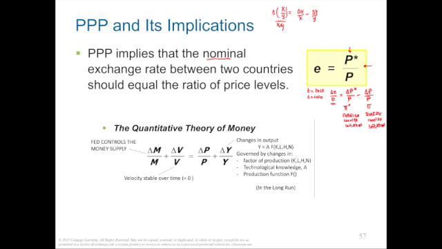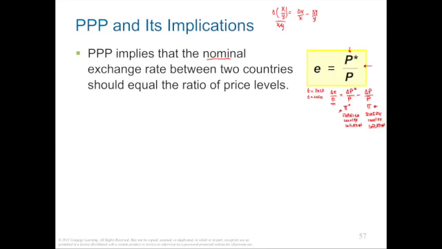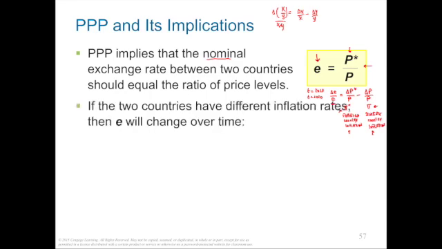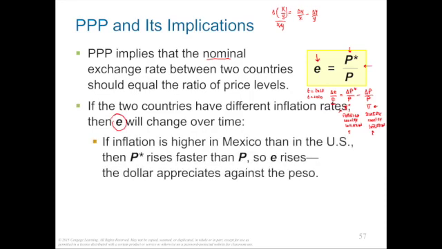Remember, we know how inflation is determined. You can go back to the previous chapter and see how monetary policy affects inflation. We'll look at several examples. But this implies that changes in inflation in the foreign and domestic countries affect the nominal exchange rate. Let us look at this. If the two countries have different inflation rates, then E will change over time.